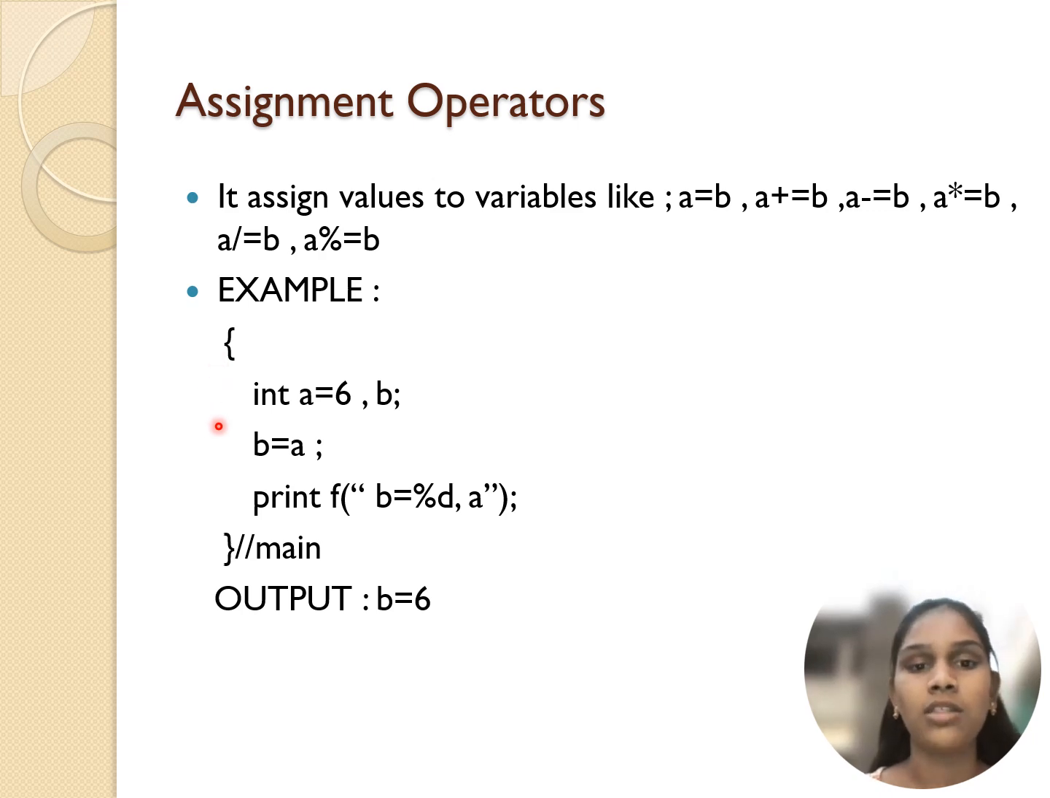First we should initialize two variables: a = 6 and another variable, b. Next we should initialize b = a, where the value of a will be stored in b. And the next statement will be printf b = %d, comma a. And the main section closes here. And the output will be b = 6.